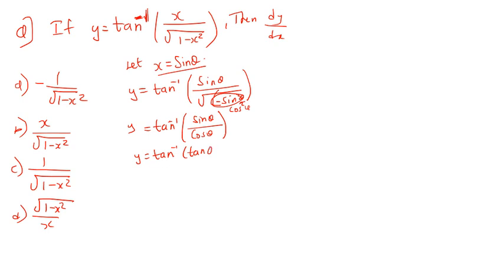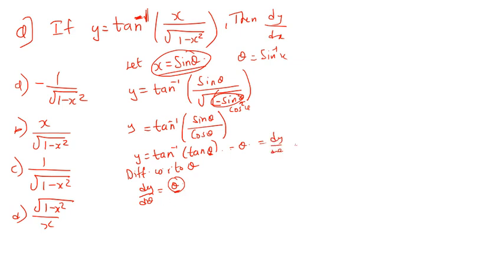Now you have to differentiate with respect to theta. Differentiate with respect to theta, what happens? dy by d theta is equal to 1, so y is equal to theta. But what is the value of theta from here? Can I write this? Theta is equal to sine inverse x. Now suppose I want to differentiate with respect to x here. Sorry, here I can write y is equal to theta.